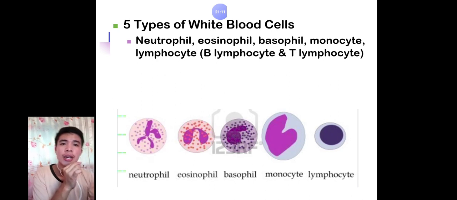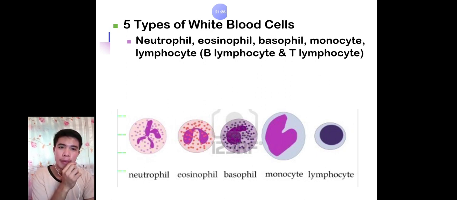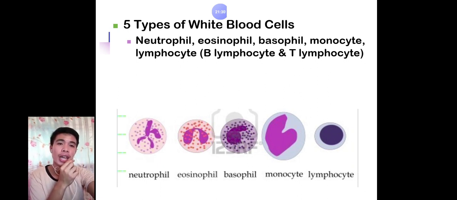Next, we have the types of white blood cells: the neutrophil, eosinophil, basophil, monocyte, and lymphocyte, or the B lymphocyte and the T lymphocyte. Later we will discuss these five types of white blood cells and their functions.